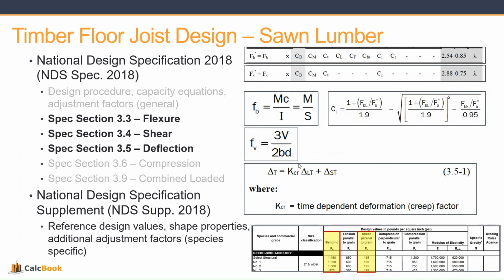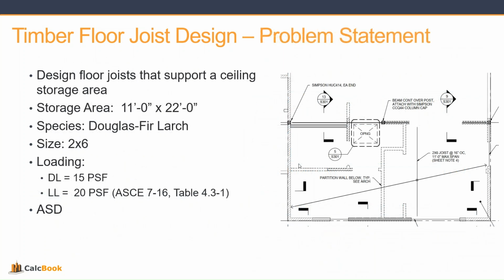So for floor joist design, we are interested in flexure, shear, and deflection. So we'll be using sections 3.3, 3.4, and 3.5, and we'll be calculating that in accordance with the NDS 2018. So let's take a look at our problem statement.